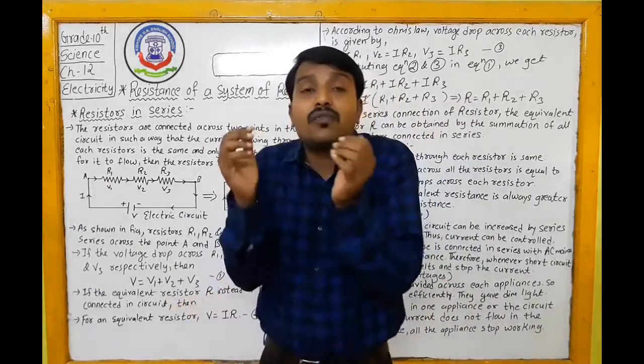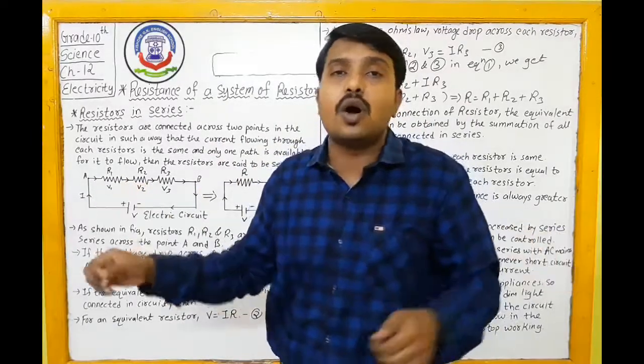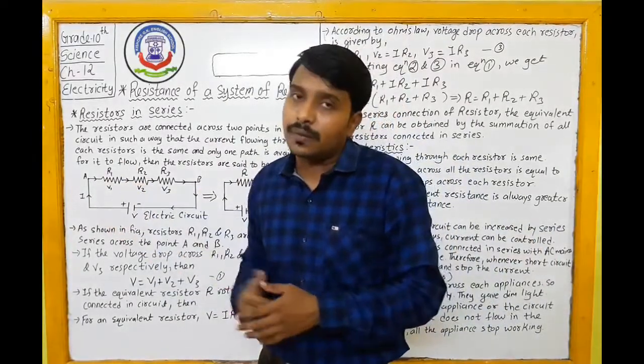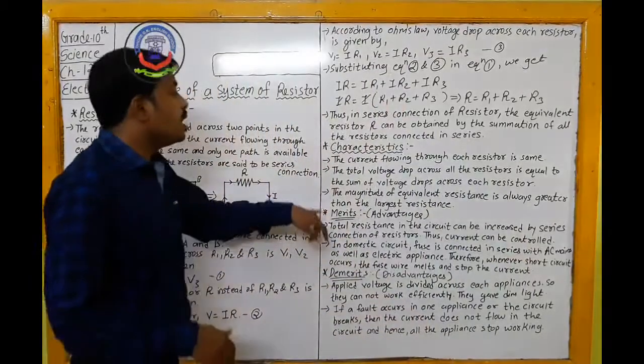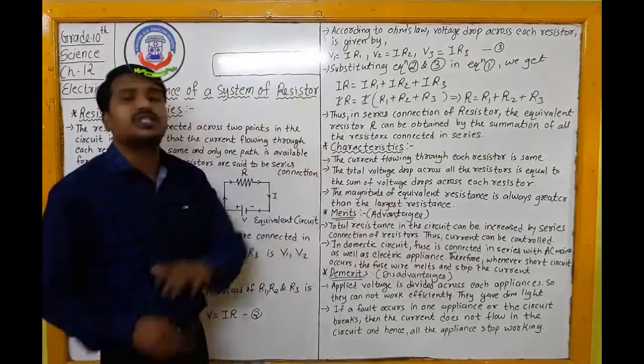Okay, so that final voltage can be calculated by taking the sum of all the voltage drops across each resistor. Okay, that is our second point. Now third, the magnitude of equivalent resistance is always greater than the largest resistance.